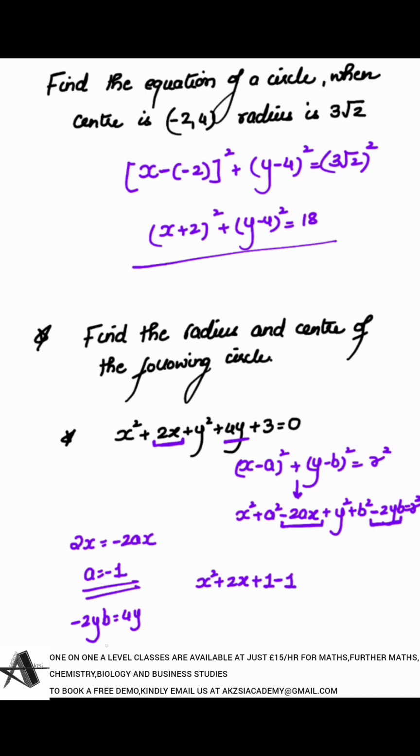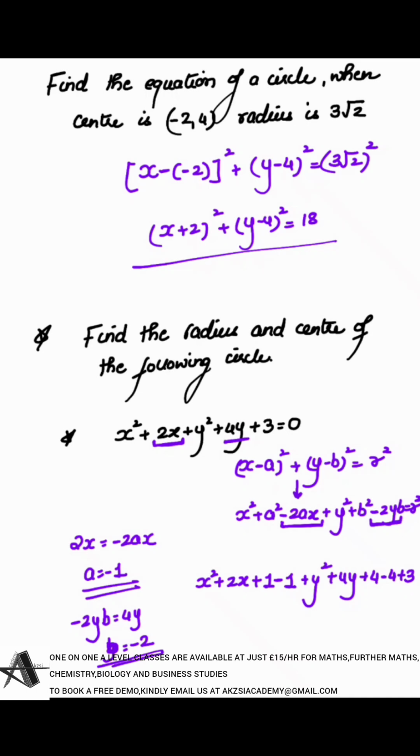On comparing y, I'll get b equals minus 2. If b is negative 2, that means b squared is 4. So let me write what's already here, y squared plus 4y. I need to add 4 here. If I'm adding, I need to subtract as well. And plus 3 is already here.